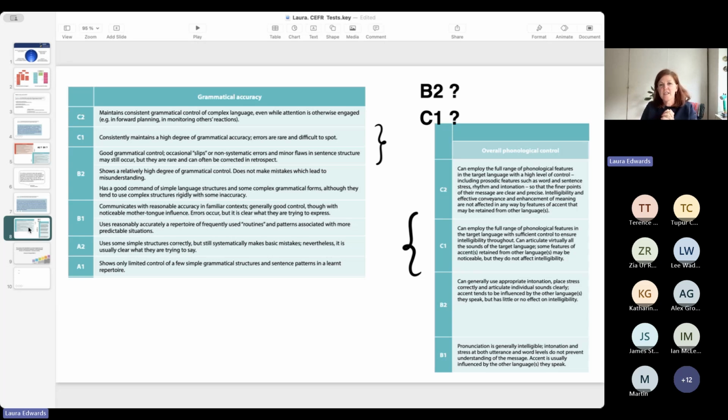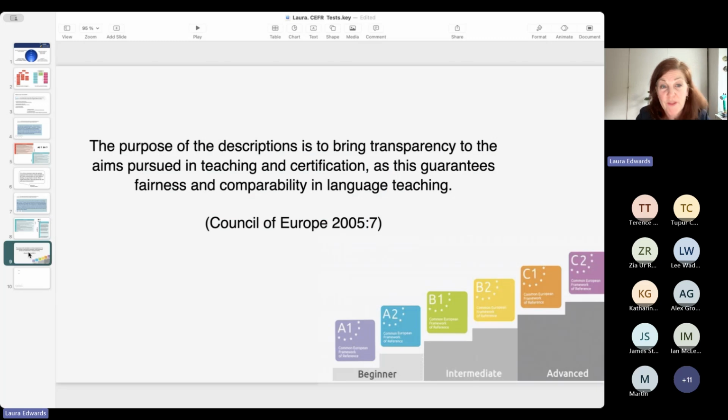So this is to show two different kinds of test takers that we have. Some might be easier to identify their skills. Others will be more difficult. And just to round up there, the CEFR, and the beauty for me, is that these descriptors can be used by teachers, by test developers, by curriculum designers and material designers to bring transparency. So it says the purpose of the descriptors is to bring transparency to the aims pursued in teaching and certification, as this guarantees fairness and comparability in language testing. If we're using the same standards, the same benchmark, it brings this fairness, this transparency.